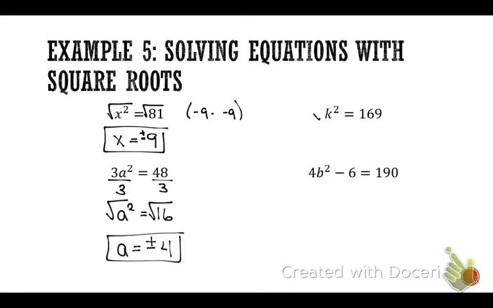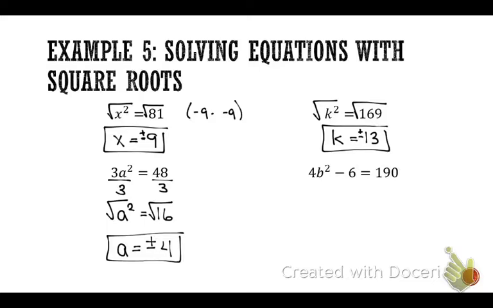Okay, so did you take the square root of both sides? And did you make it k equals positive negative 13? And again, if you had 169 memorized, then you just knew that it was positive negative 13, and you're good to go. If you didn't, in the next example I'm going to show you how to find the square root by hand.